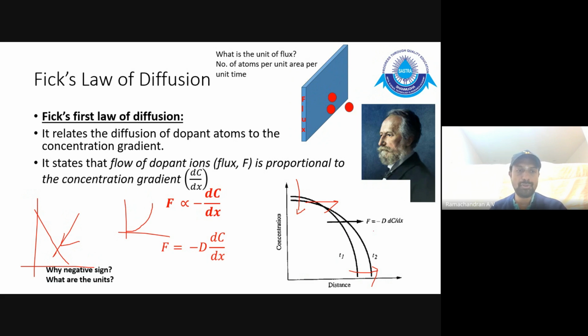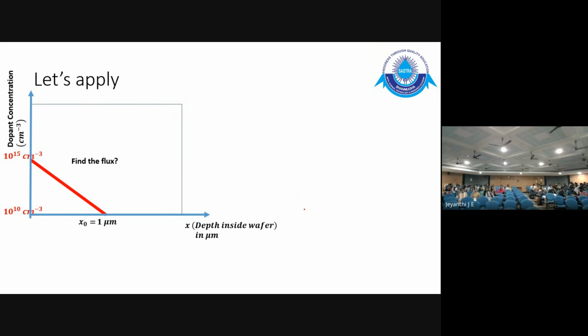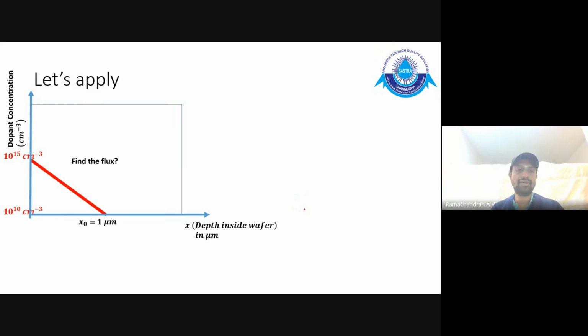So the negative sign I told you, the units I told you. Now let's apply. Okay, so this is your X. It is the depth inside your wafer, your silicon substrate. The y-axis is your dopant concentration. Assume the profile is something like this, and you have to find the flux. So find the flux for this problem.